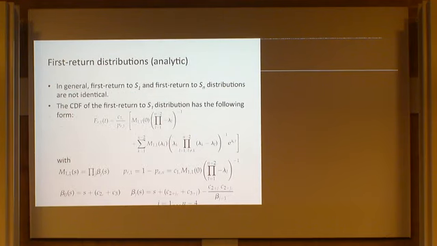So we can also derive a form for the first return distribution. I will not go into details, but as you can see, it becomes more and more complicated.